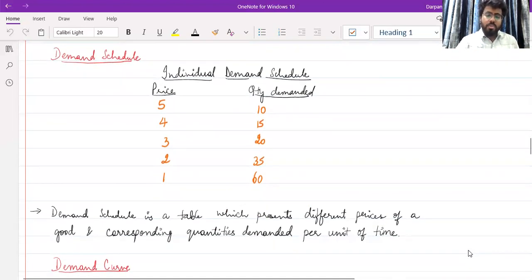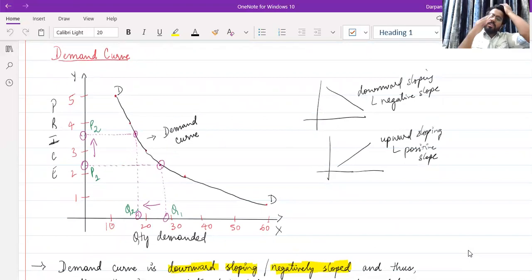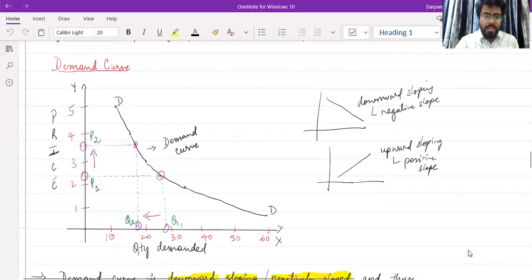Then we saw the demand schedule, where the falling prices were resulting in increasing demand. The demand curve is what kind of curve? It's a downward sloping curve. That means it is sloping downwards towards the right and it has a negative slope. So if it is like this, it has a negative slope, but if it is increasing, it has a positive slope, right?